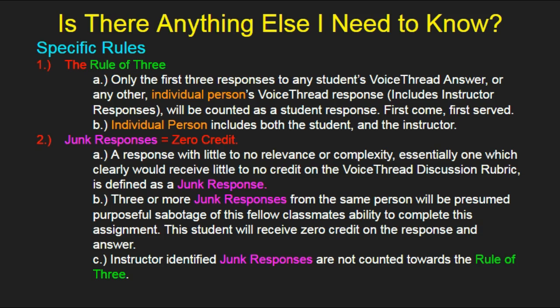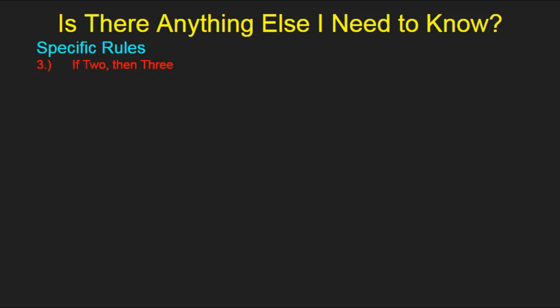When that occurs, just remember that if I name that specific response as a junk response, then every single one of that person's responses no longer counts towards the limit on whatever response they were put on. So in short, ignore them towards the count. Another specific rule is: if 2, then 3.